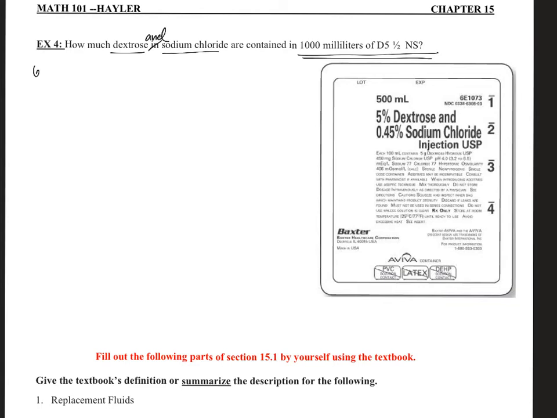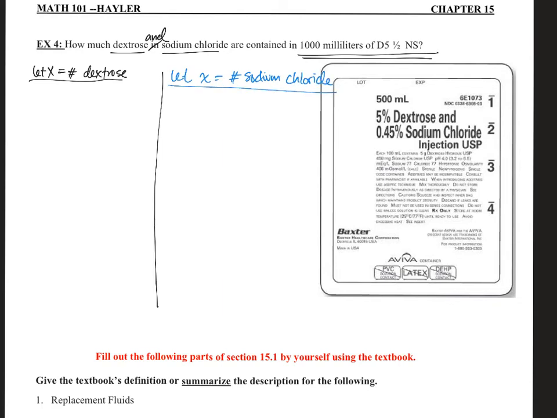So for the first one, let x equal number of dextrose. We'll solve that. And then we can do, oops, that's a pretty hideous one. There we go, a little tiny bit better. Let x equal number of, or amount of sodium chloride.